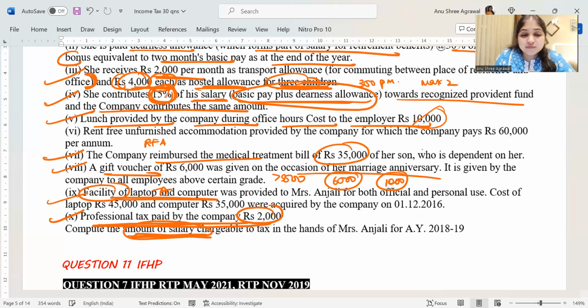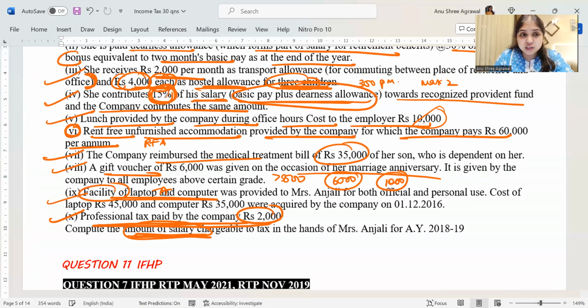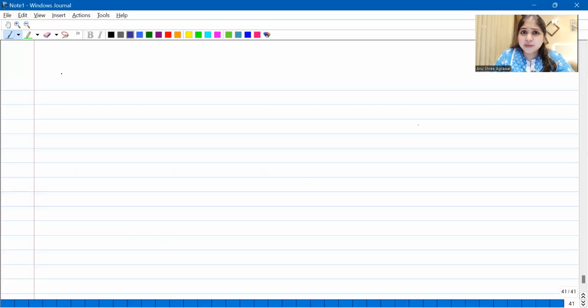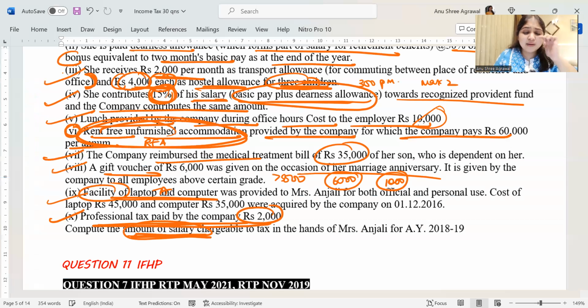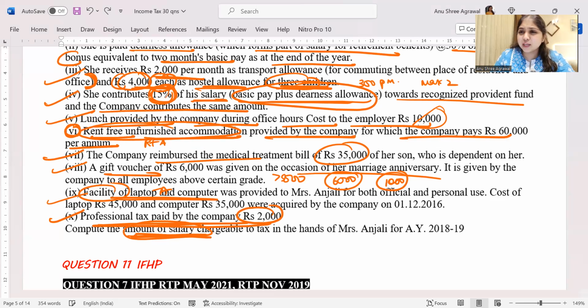Everything is done. Only one thing is left. And what is that one thing? RFA is left. Rent-free, unfurnished accommodation provided by the company. The company pays 60,000 per annum. One added motivation: you have to complete your intermediate examination somehow in November 2023. Because if you come to May 2024, this RFA adjustment has become such a nuisance after the new amendment. There's a big, huge amendment in RFA, because of which it has become a big nuisance.